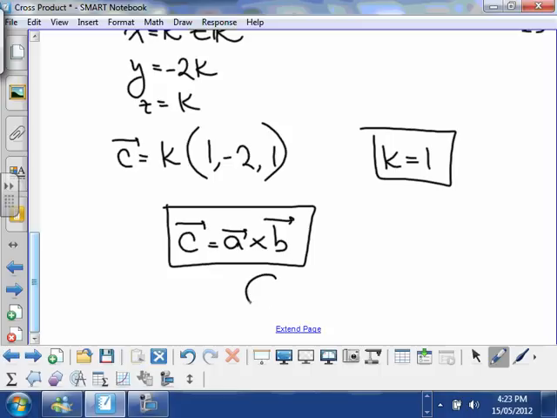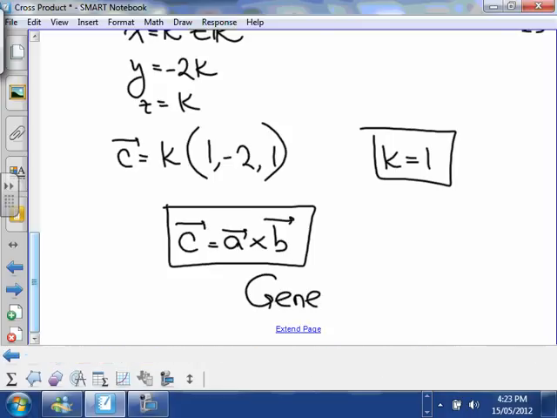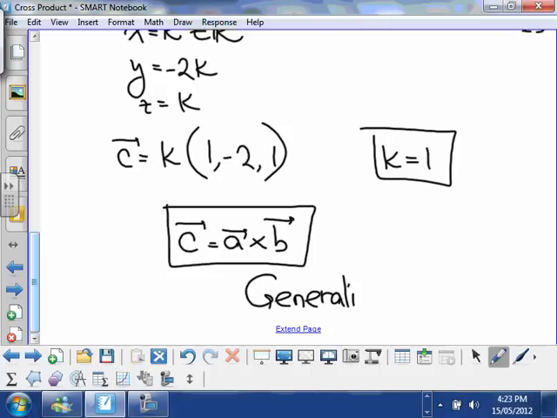Now, what we're going to do in class, we're going to generalize for any vectors A and B. Please notice that right now we only did this for some special vectors A and B that I picked. Our objective is to do the same thing for any vector in the world.